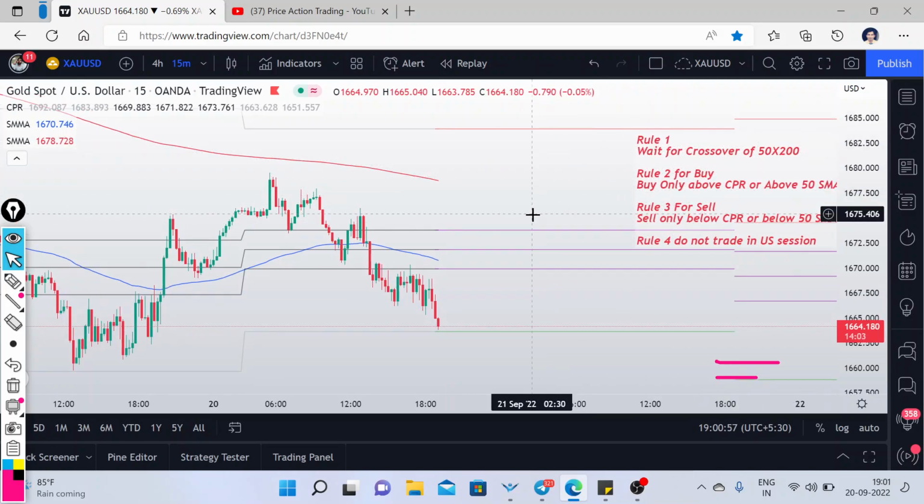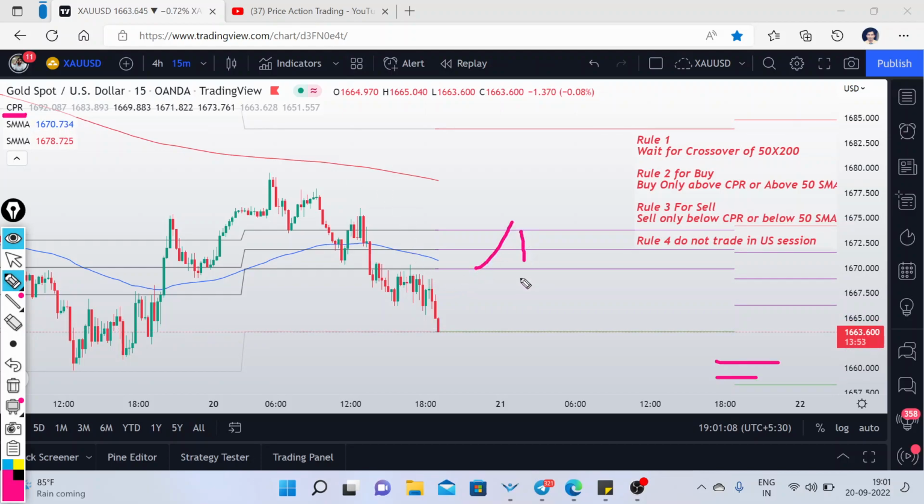So as discussed in that video, let me explain the indicator first. The first indicator you can read here in this video that I'm going to use is these three lines, which is CPR or the central pivot range. The other indicator is smooth moving average of 50 period, and the third is also smooth moving average of 200 period. So this red one is 200 period moving average, and this blue one is 50 period moving average, and this third indicator is our CPR.